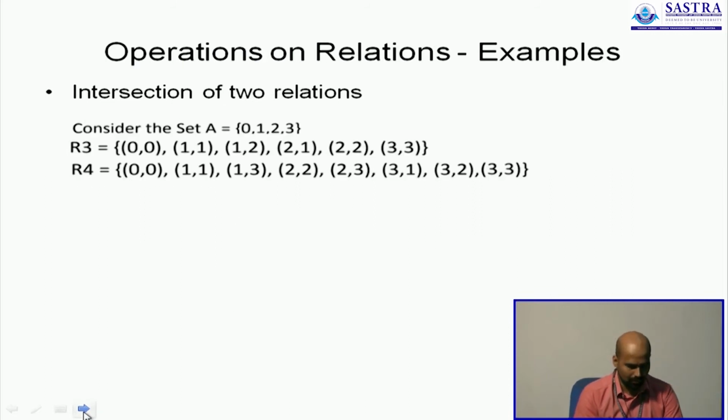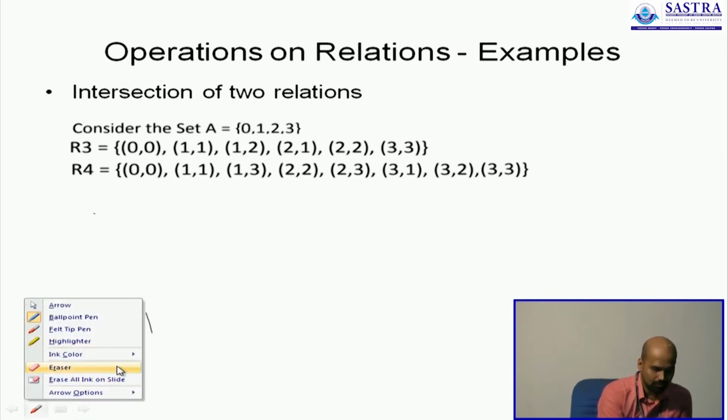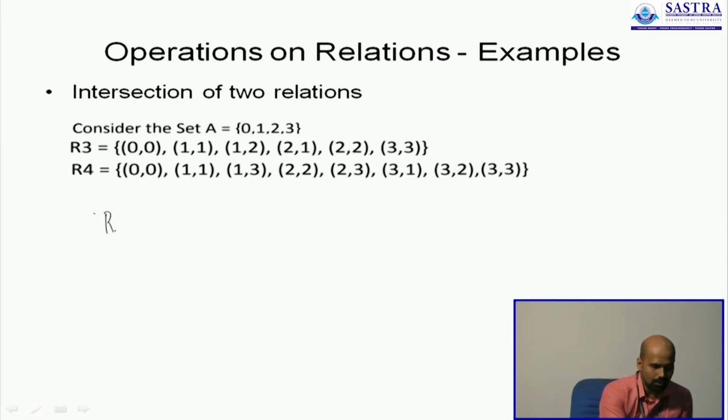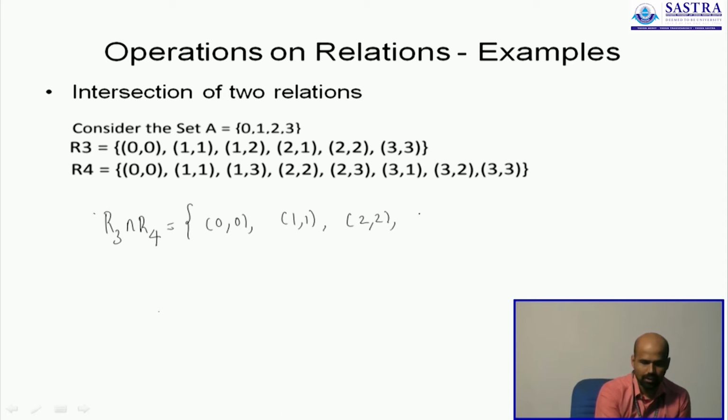I'll give you an example here where R3 and R4 are defined on the sets. Now we're going to form the intersection, so we'll just have a look at what is common to both. R3 intersection R4 will just be all pairs which are common, and there are not many, only a few. So 0 0 is common, 1 1 is common, 2 2 is common, and 3 3 is common. No other pair is common to both relations, and therefore the intersection will just be this.